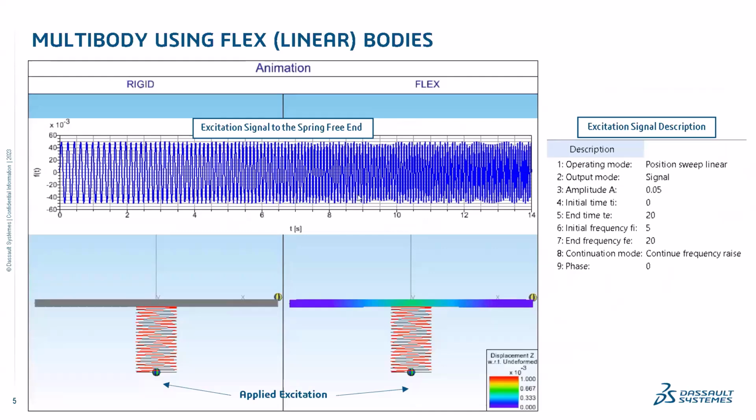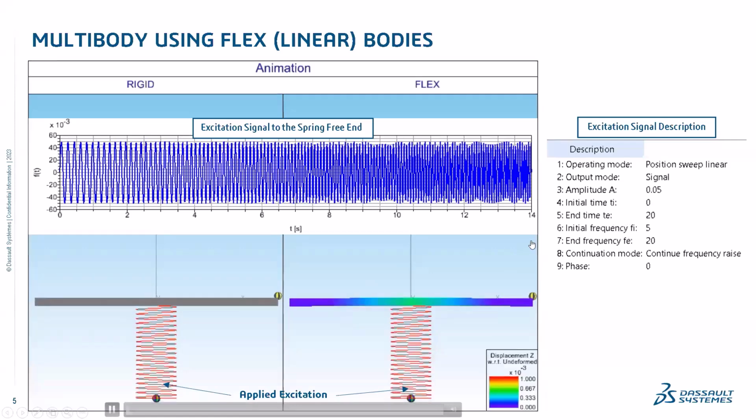So this basically shows a simple plate, which is resting on a spring. And the bottom end of the spring is basically excited, where an excitation is applied. And this is the excitation that is applied, which is basically like a position linear sweep starting from 5 hertz to 20 hertz, and it goes from 5 to 20 hertz in 20 seconds, basically.